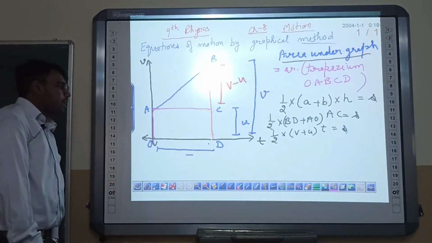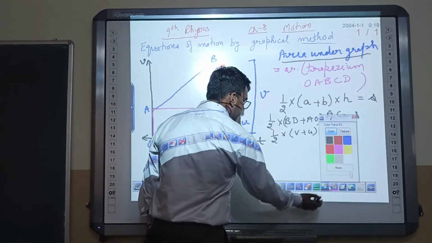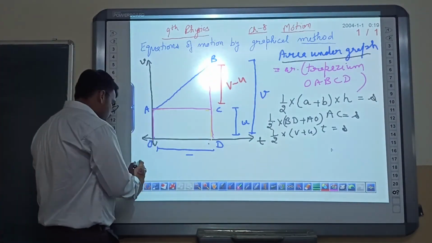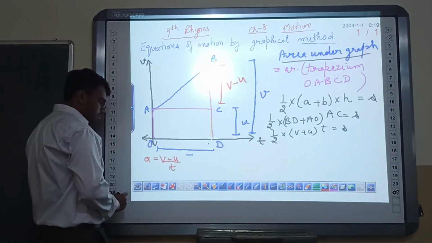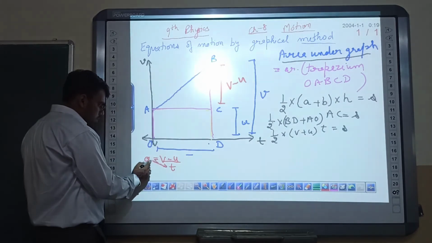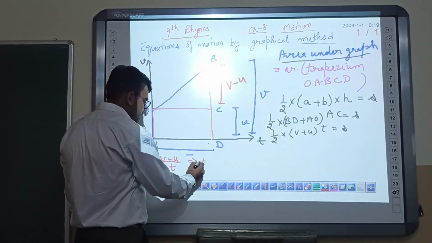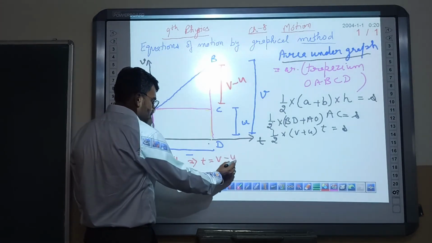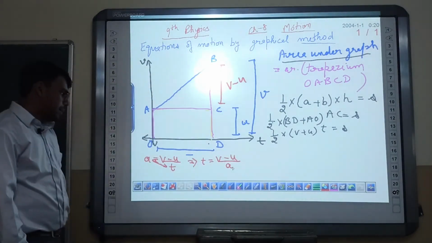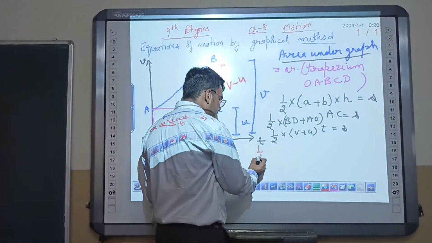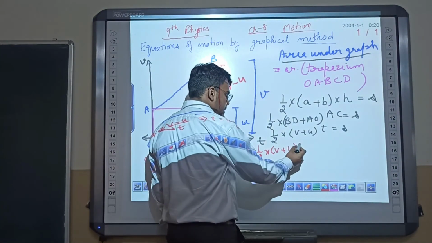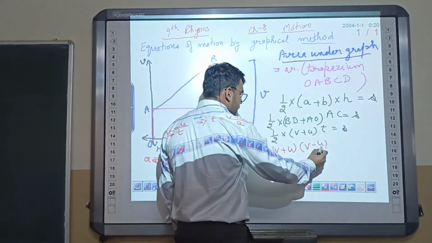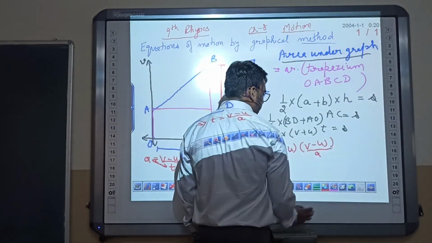Now for the third equation, we will eliminate T. We don't need T in the third equation. So how can we eliminate T? We know the formula for acceleration was V minus U by T. If I change these two terms, I get T is equal to V minus U by A. Let us put this value in this equation and we get half into V plus U into, instead of T we write V minus U upon A.